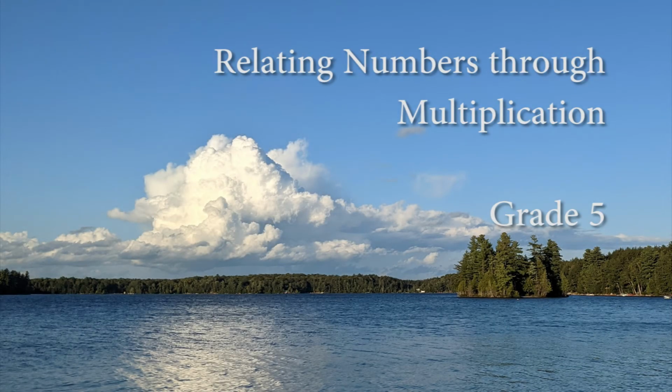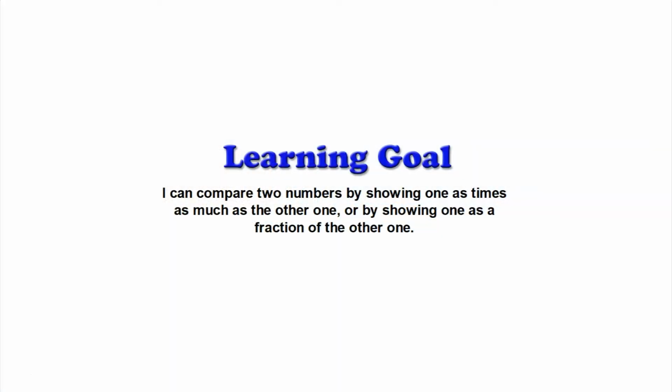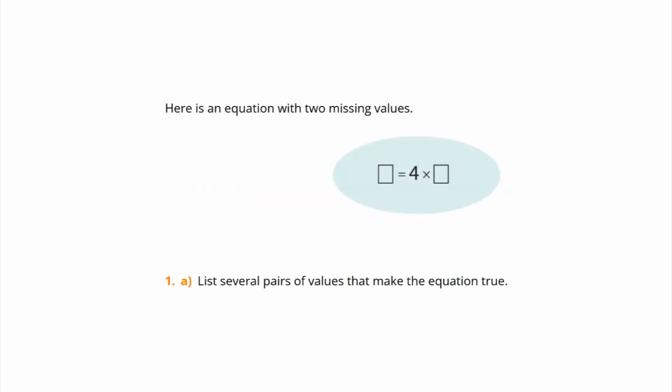numbers through multiplication. Your learning goal is that I can compare two numbers by showing one as times as much as the other, or by showing one as a fraction of the other one. Here's an equation with two missing values. List several pairs of values that make the equation true. So something is equal to 4 times something else.